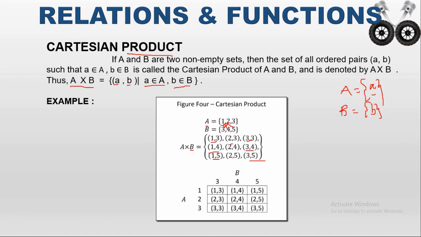If I want to represent this in tabular form, how can I represent? A is represented as the row and B is represented as the column. Which is the row? This way, this is the row. Which is the column? This is the column. What are the values in A? The values in A are 1, 2 and 3. That can be written in the first row, second row and third row. What are the values in B? 3, 4, 5. That can be written in the columns.